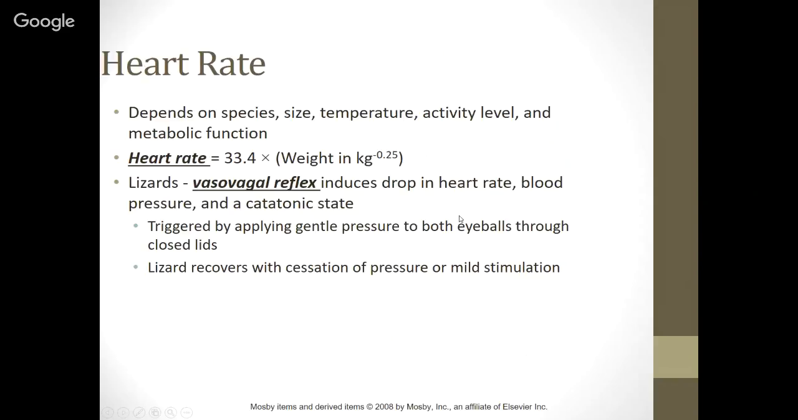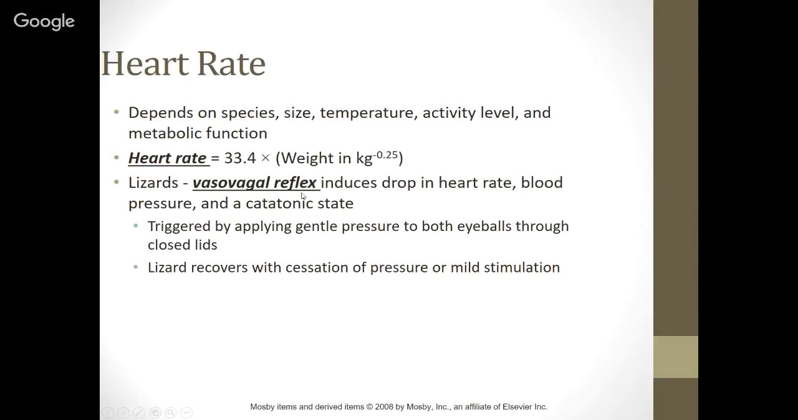Now, we can decide what is a normal heart rate based on species, the size of the animal, the temperature. If it's a cold environment, their heart rate's going to be lower, their activity level, and their metabolic function. Their heart rate is based, like I said, on a mathematical formula, which is 33.4, a constant, times their weight in kilograms to the negative 0.25. It's not important necessarily that you remember this calculation, but you should know where to look for it if you are doing a lot of work with reptiles.